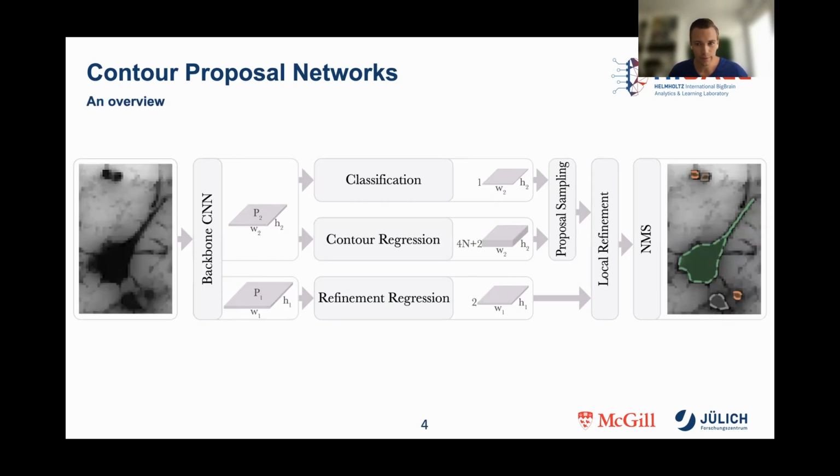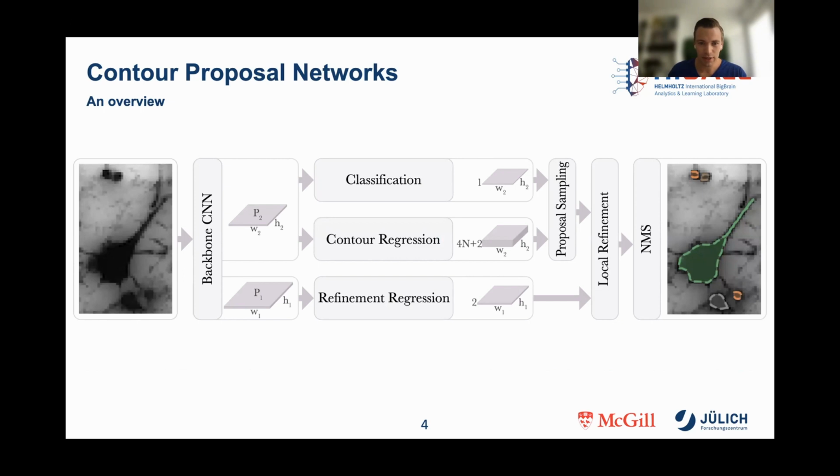This is an overview of the network architecture. You don't have to get everything at once. We go through the architecture bit by bit in the following slides. For now, just as an overview, on the left-hand side, you again have an input image. Then there is a backbone CNN, a convolutional neural network that computes all the features that we then use for the detection part.